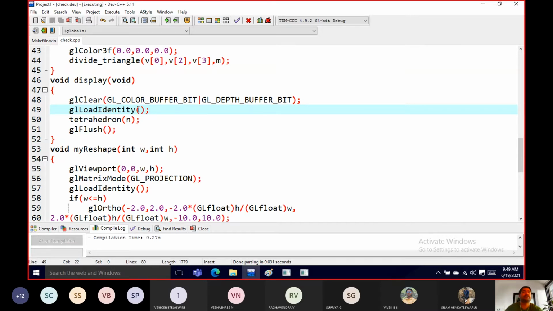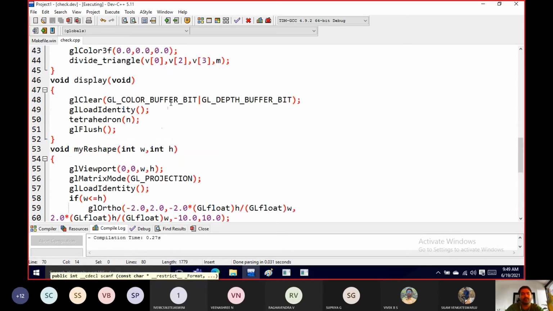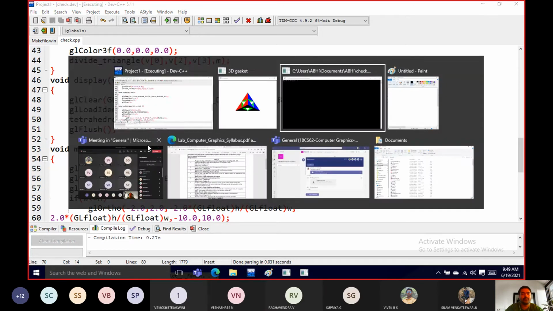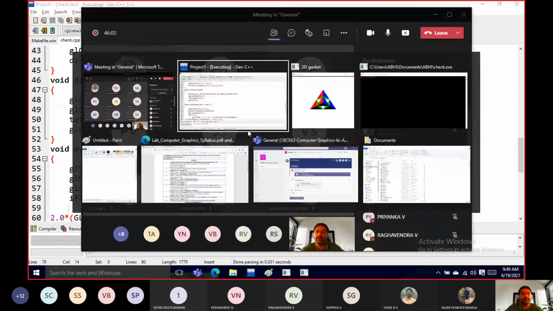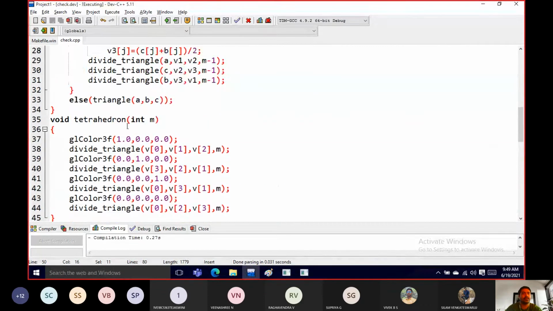After you know where you have to start from and to, you call tetrahedron of n. Tetrahedron of n. What is this n? In the main function n, we took it as 1, right? So that one value will be carried. Carried to where? Carried to the function tetrahedron. Now go to the tetrahedron.